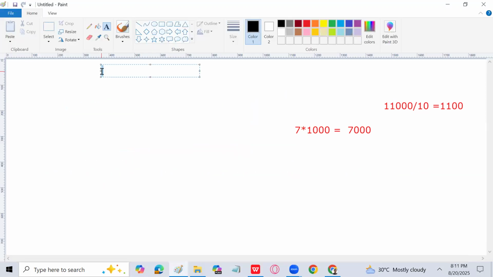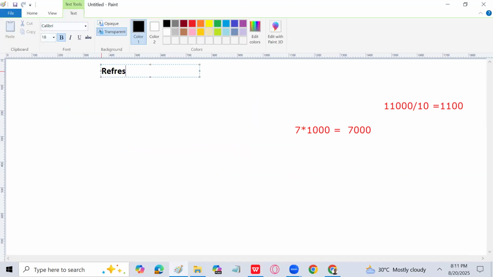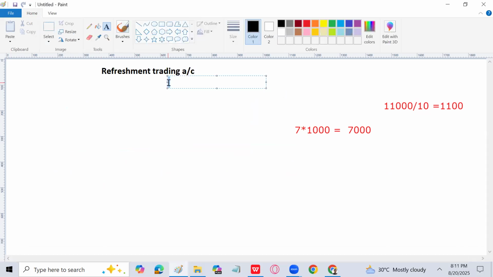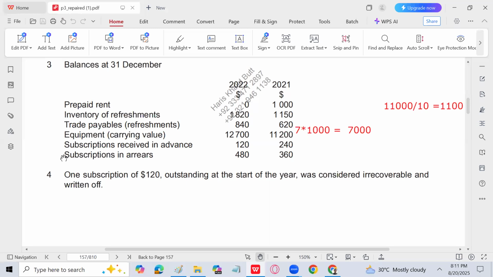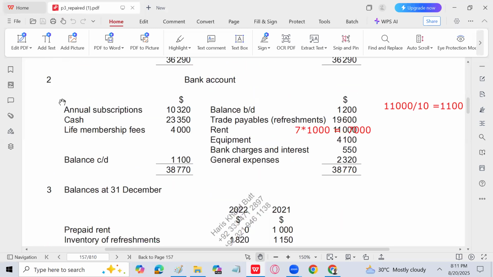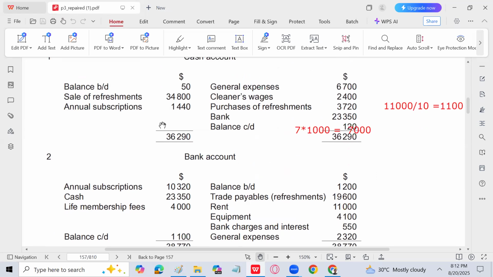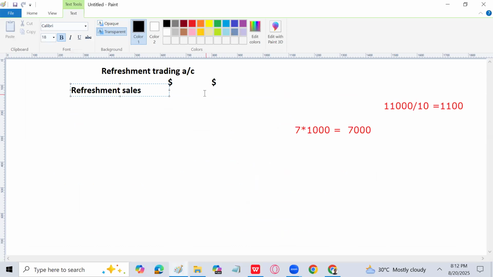So I will write here refreshment trading account, and I will go for the $ sign, and I will write here refreshment sales, which is obviously given in the question. You can also write it as refreshment takings. That is one and the same thing. Sales is also considered in a non-profit organization as takings. The sale of refreshment is given, that is 34,800. So let me write here in the outer column 34,800.